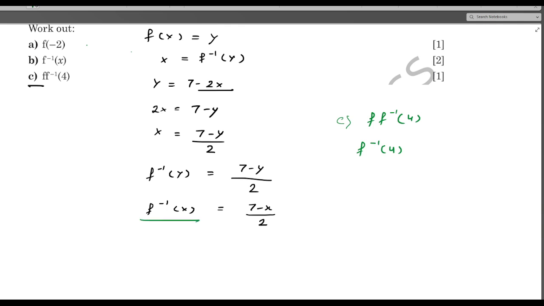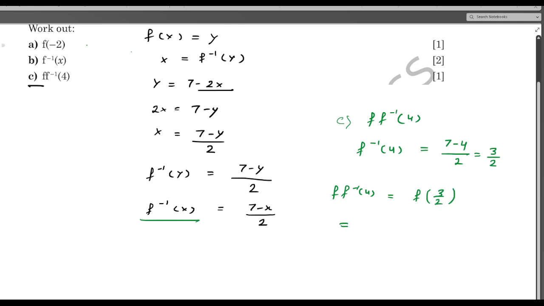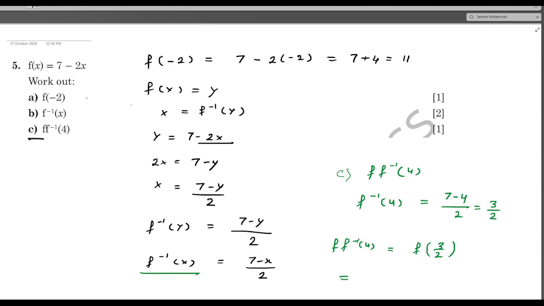f inverse x is here. So f inverse 4 is 7 minus 4 divided by 2. 7 minus 4 is 3, so it is 3 divided by 2. Okay, so f of f inverse 4 is nothing but f of 3 divided by 2. So in your function f(x), which is 7 minus 2x, in place of x we will replace 3 by 2. So this 2 and 2 will cancel. 7 minus 3 is 4. So your answer is 4.